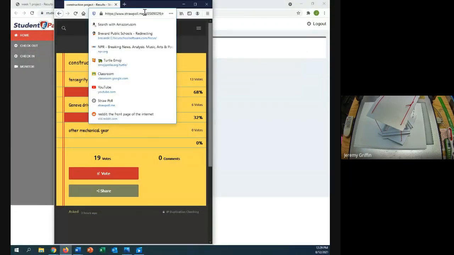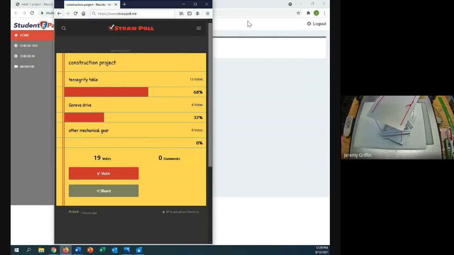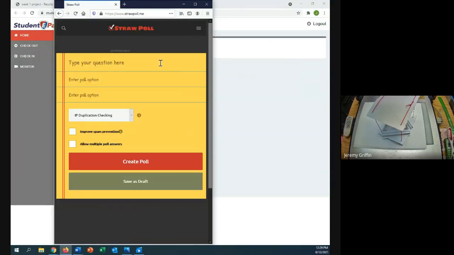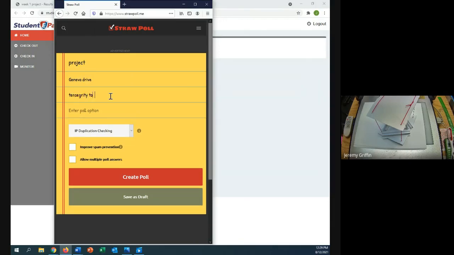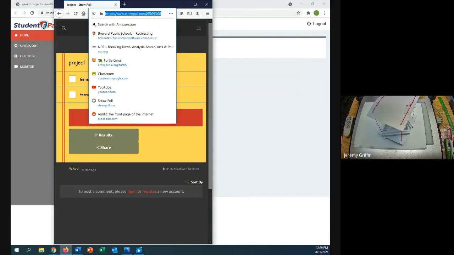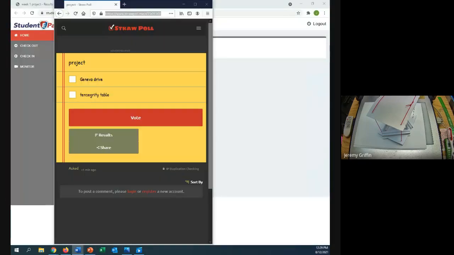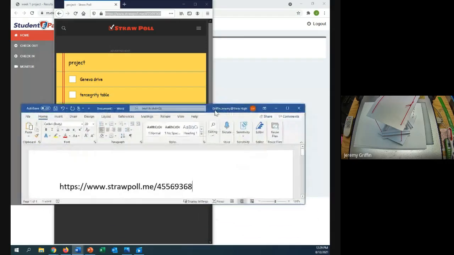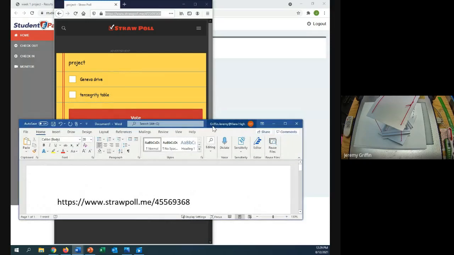Well, straw poll. Let's create a straw poll. Create one from scratch. Called project. Option one is Geneva drive. Option two is tensegrity table. Create poll. And then let me take this link and blow it up real big so you guys can actually see what's going on. Here's your link. I'll give you a minute to vote on that.